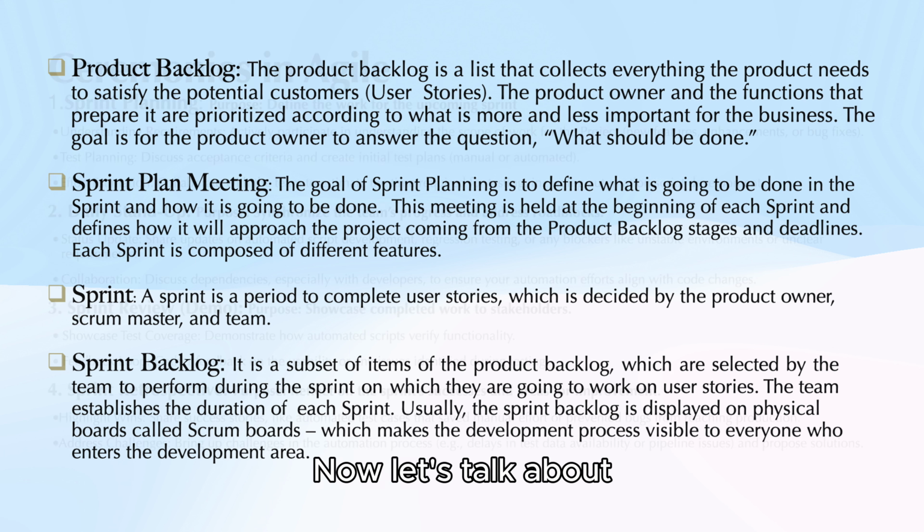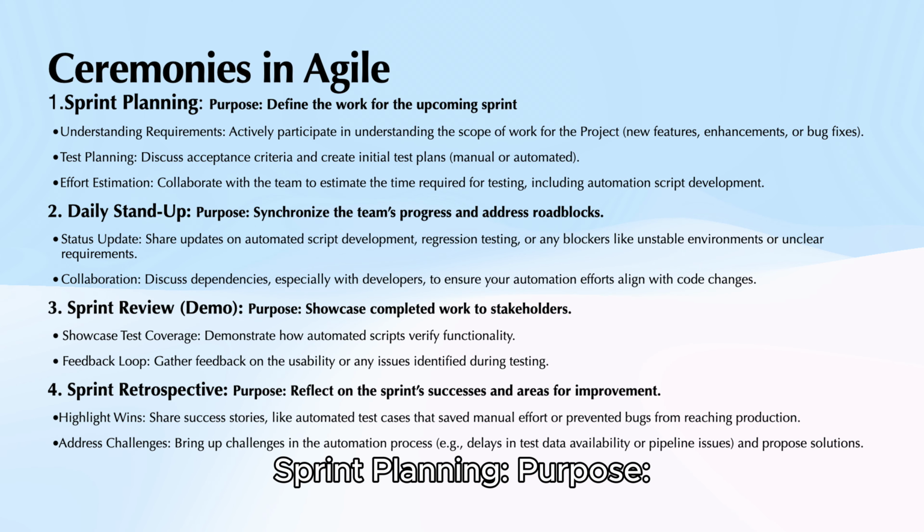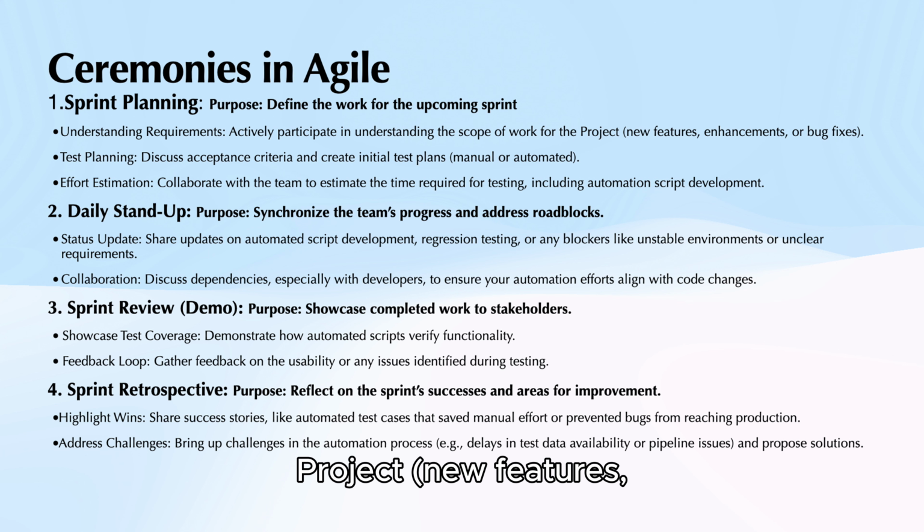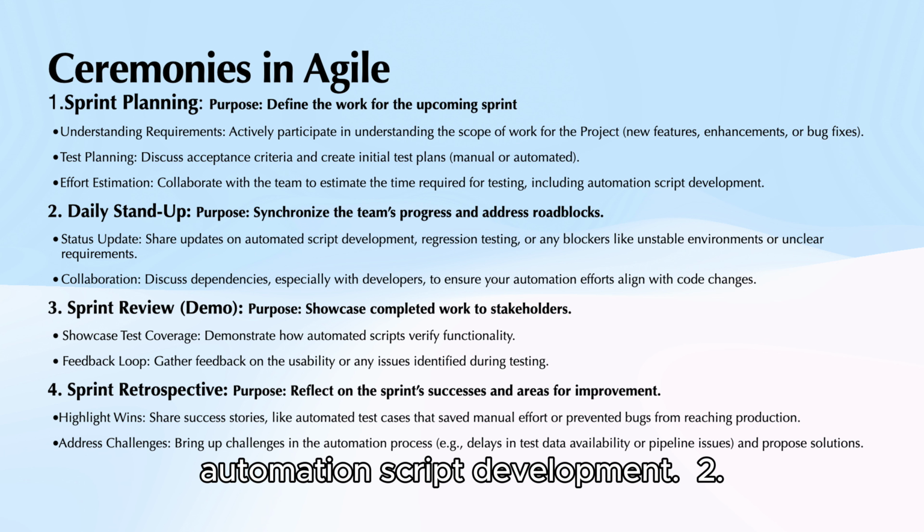Now let's talk about ceremonies in Agile. 1. Sprint planning. Purpose. Define the work for the upcoming sprint, understanding requirements. Actively participate in understanding the scope of work for the project, new features, enhancements, or bug fixes. Test planning. Discuss acceptance criteria and create initial test plans, manual or automated. Effort estimation. Collaborate with the team to estimate the time required for testing, including automation, script development.